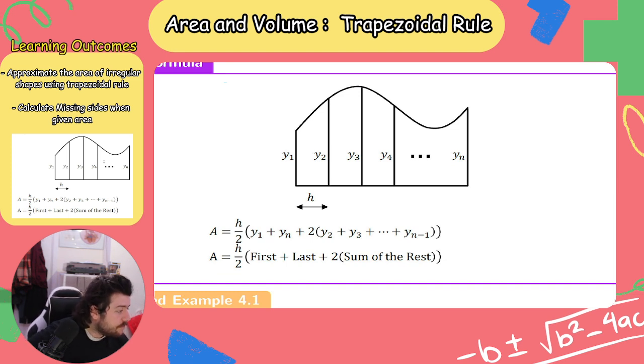It's just the area is approximately equal to h over 2 times the first height plus the last height plus 2 times the sum of the remaining heights, where h is not a height, right? They're being little sneaky little snakes. It's not a height. It is the horizontal width of the columns I'm making, right? So the columns have to be a consistent width. In this case, we call that h.